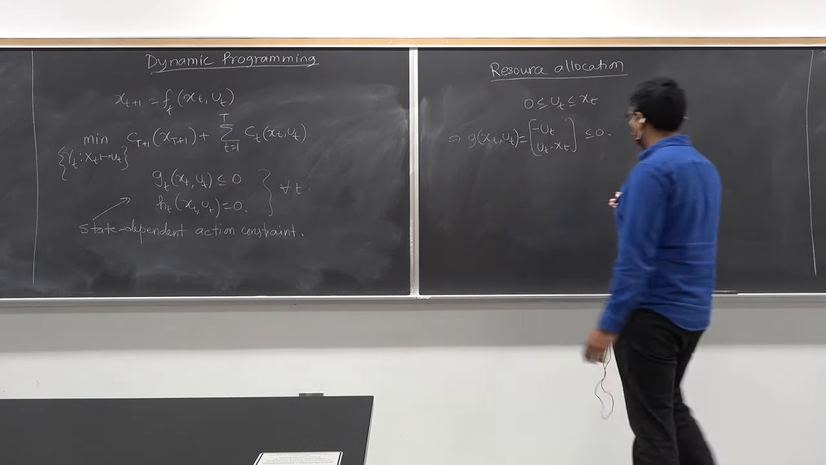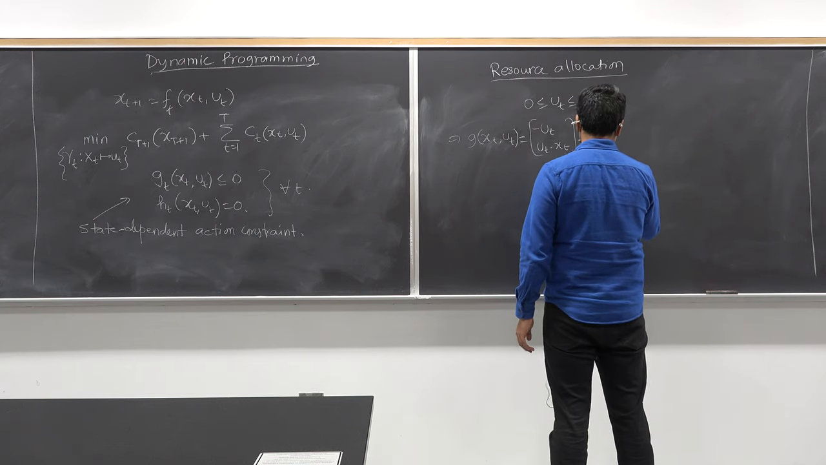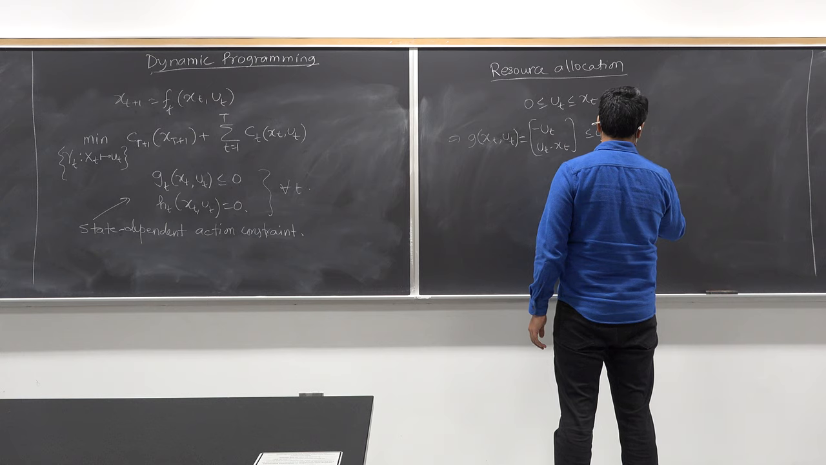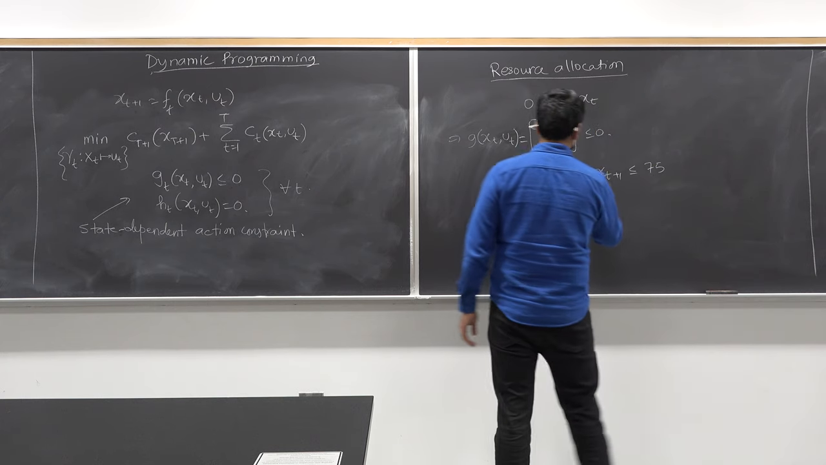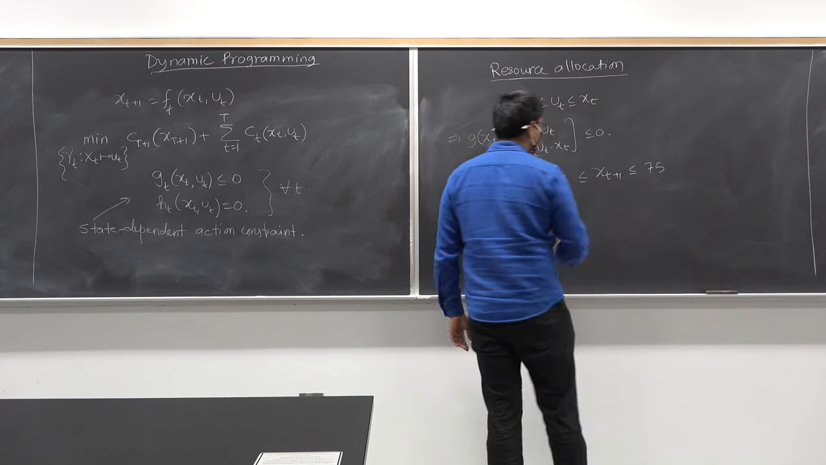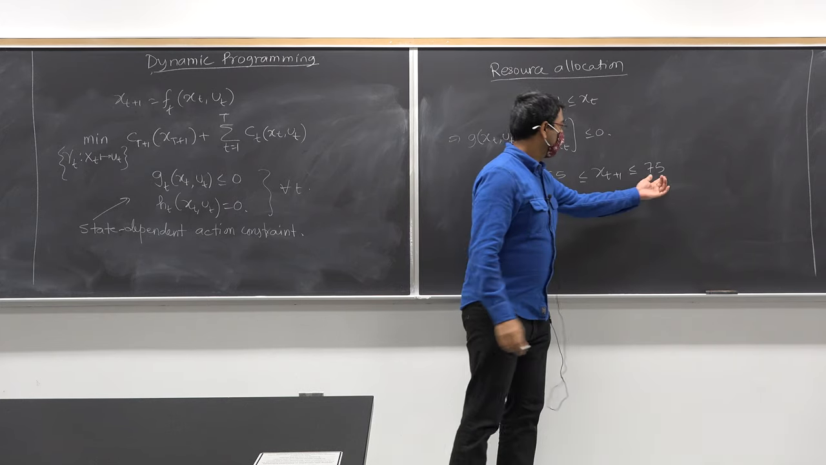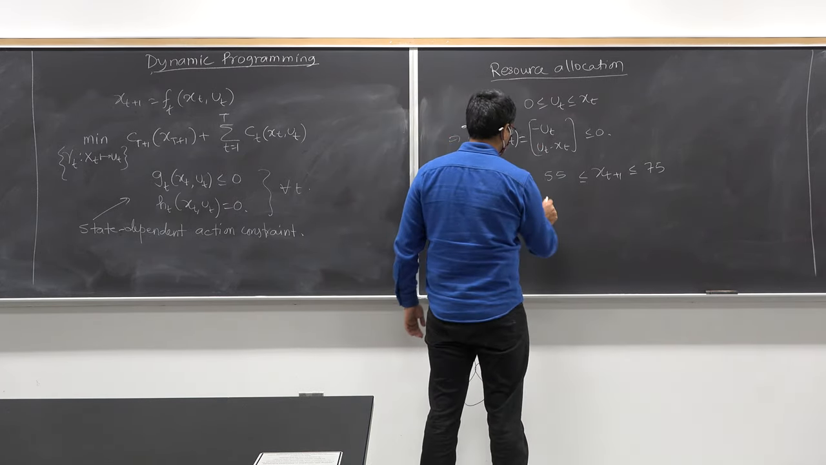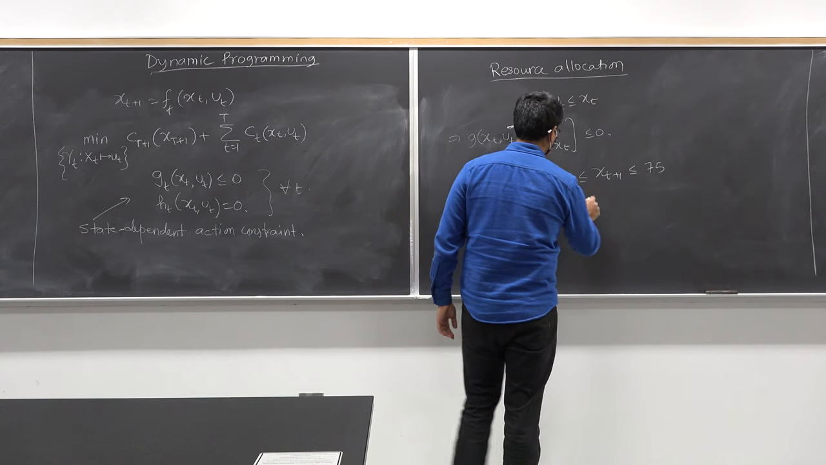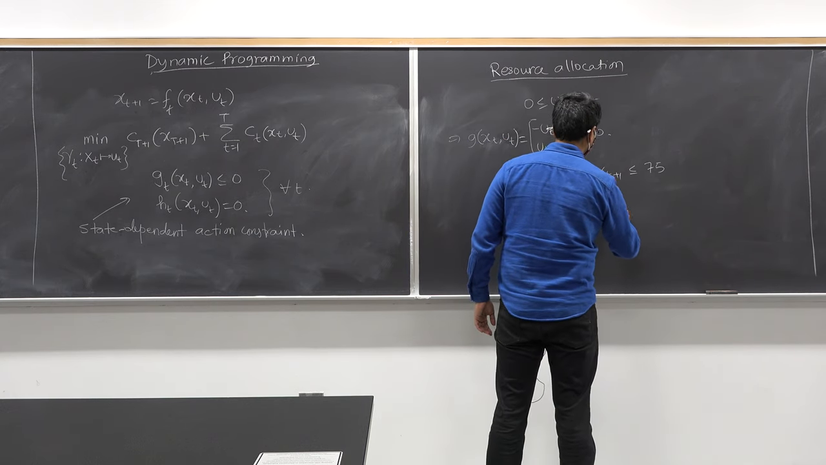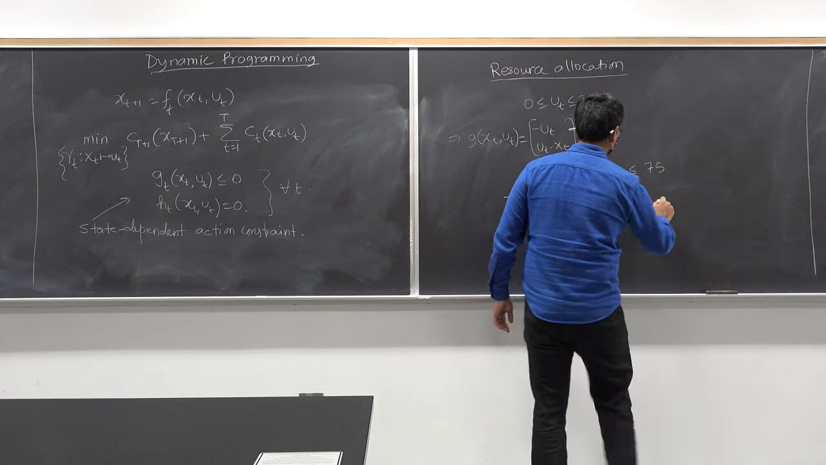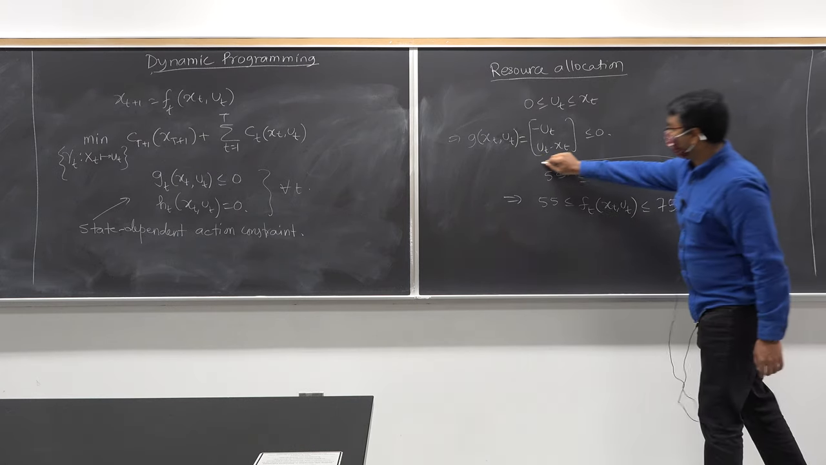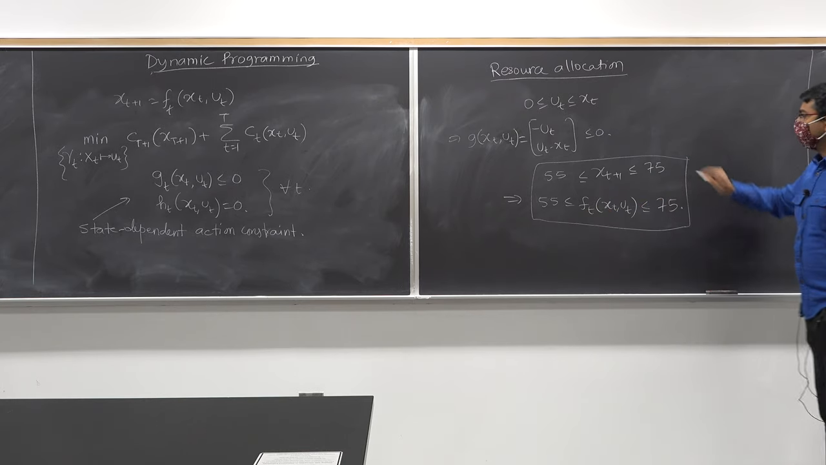So if you have a state constraint, xt plus 1 greater than or equal to 55 miles an hour and less than or equal to 75 miles an hour, you can equivalently write it as 55 less than or equal to ft of xt, ut less than or equal to 75. Okay, so sometimes you may have state constraints.